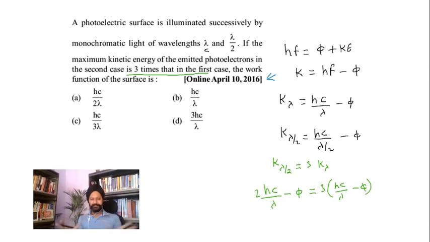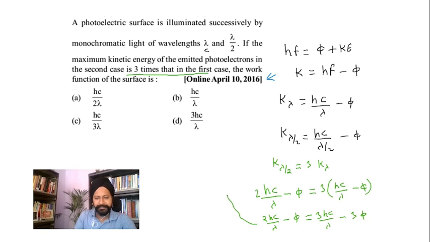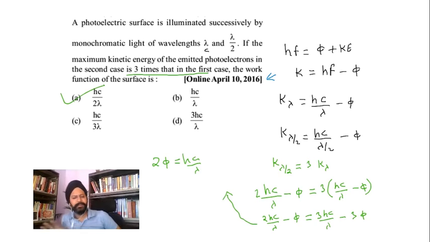Now this is a piece of cake. It's the basic algebra you studied in 6th or 7th grade. Now 2hc by lambda, simplifying, hc by lambda minus 5 is equal to 3hc by lambda minus 3 phi, I just distributed the 3. Now take this 3 phi over here, so 3 phi minus phi becomes 2 phi, equal to 3hc by lambda minus hc by lambda, which is hc by lambda. So the work function comes out as hc by 2 lambda. We needed to find phi, that's all, you're done, it's over.